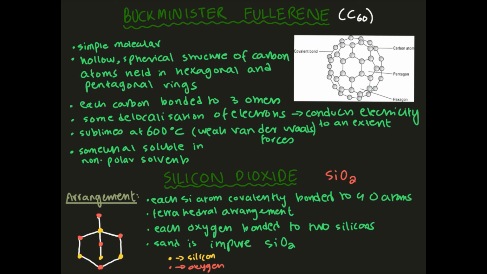The next point is that each oxygen is bonded to 2 silicons. So the oxygen is marked in yellow, and this is bonded to 2 of the red atoms which represent silicon. So each silicon atom is bonded to 4 oxygens, and each oxygen atom is bonded to 2 silicons, which is drawn over here. And basically, sand is impure silicon dioxide.